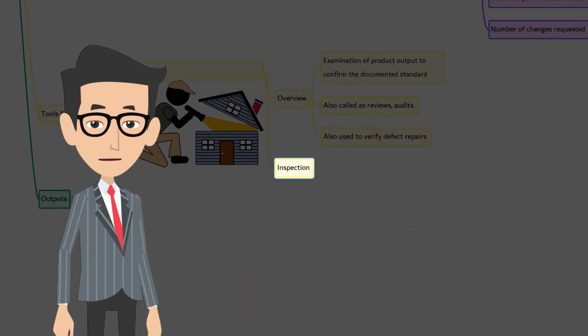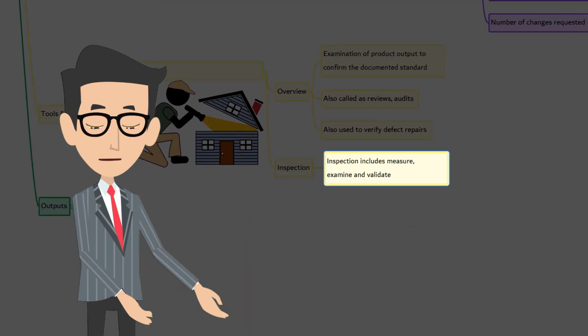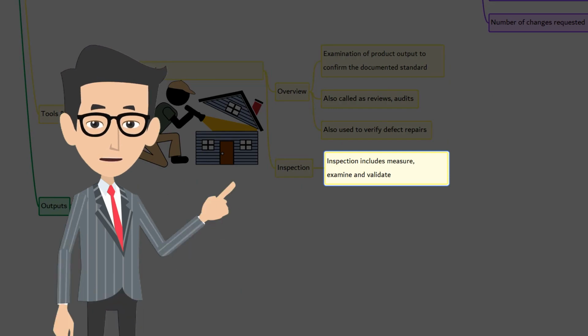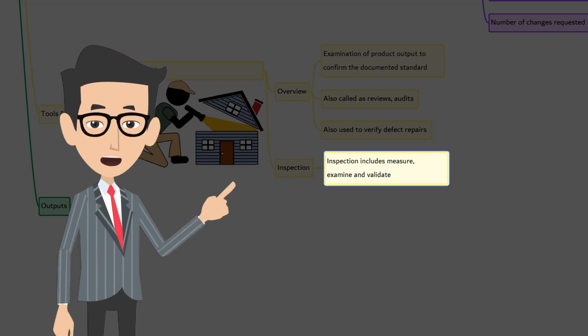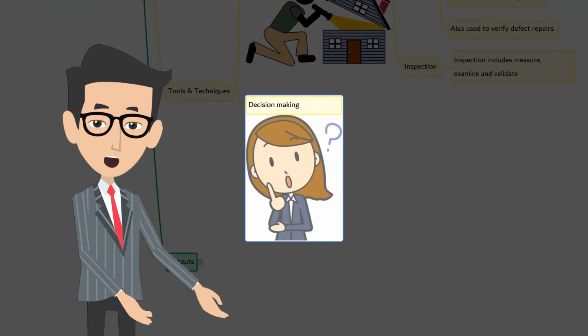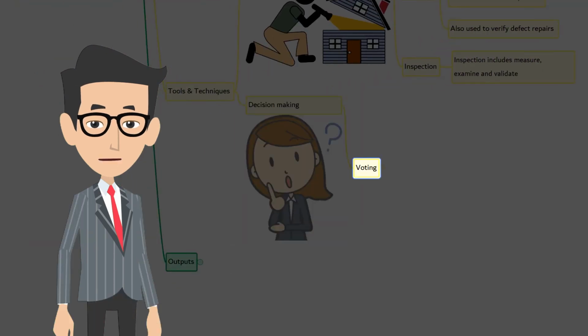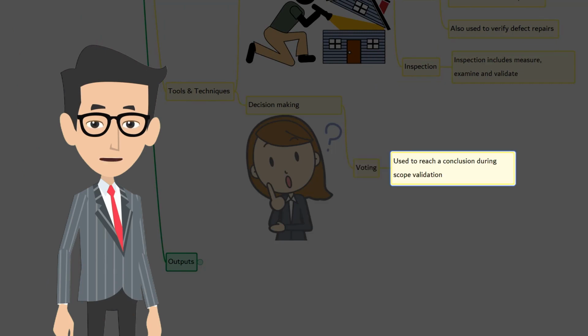Now in context. In validate scope, inspection includes activities such as measuring, examining, and validating to determine whether work and deliverables meet requirements and product acceptance criteria. Decision making. In decision making, here we have voting. Voting can be used as a decision making process in validate scope. This is used to reach a conclusion when the validation is performed by the project team and other stakeholders.